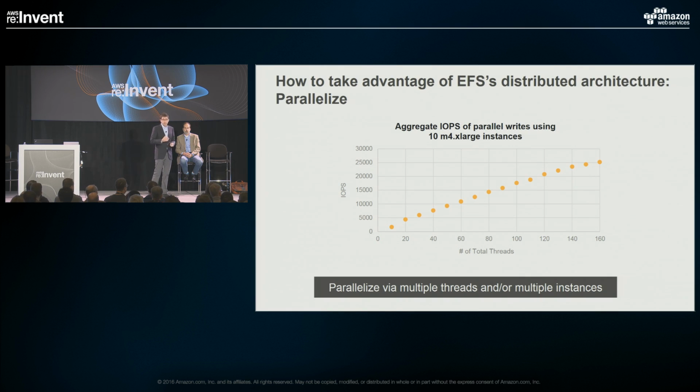This is across 10 instances. It shows on the x-axis the number of threads, and on the y-axis the aggregate IOPS that you're able to drive. In this example, you can see almost a linear increase in the aggregate IOPS as you increase the number of threads. And Daryl's going to give a walkthrough of an example of doing some of this parallelization, so you can see how you could actually do that in the real world.